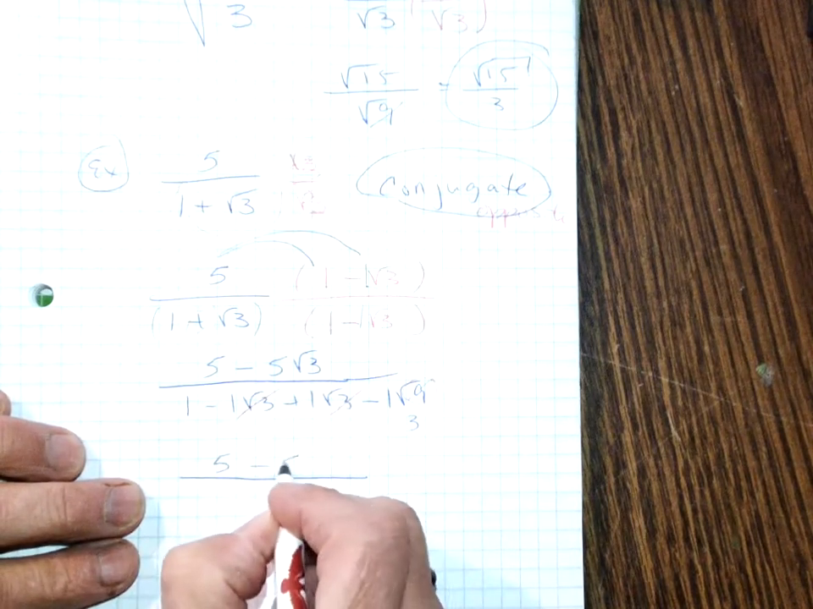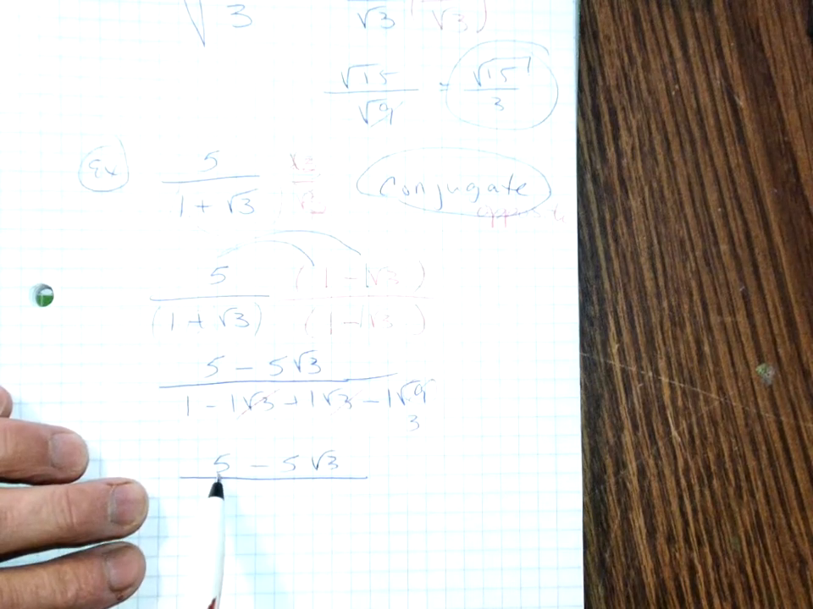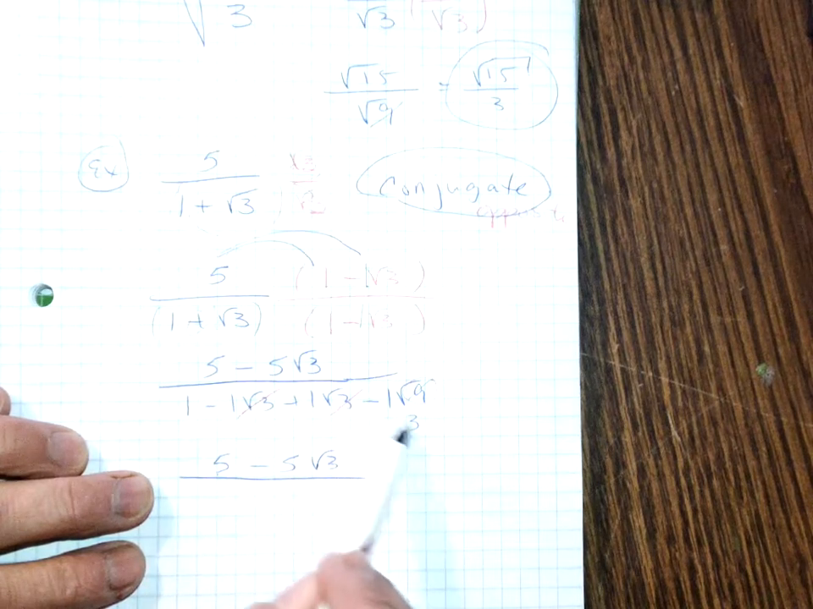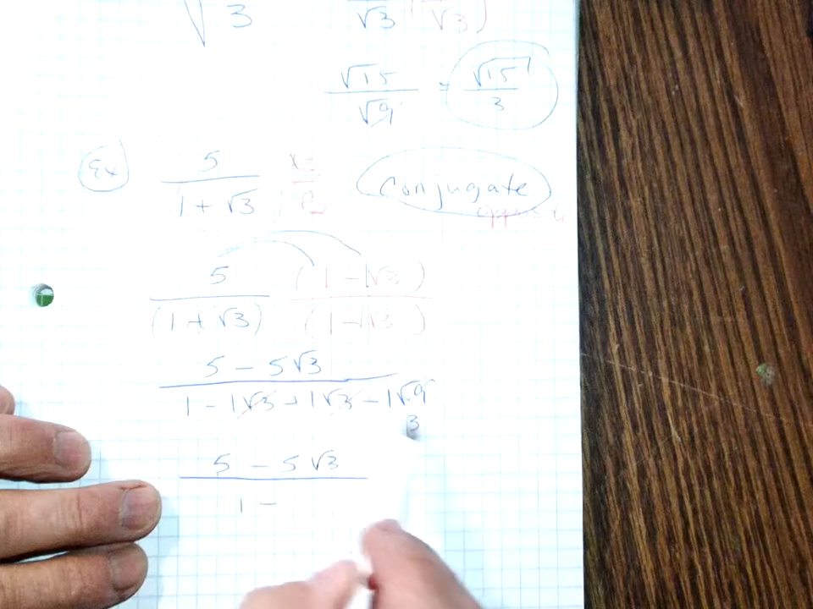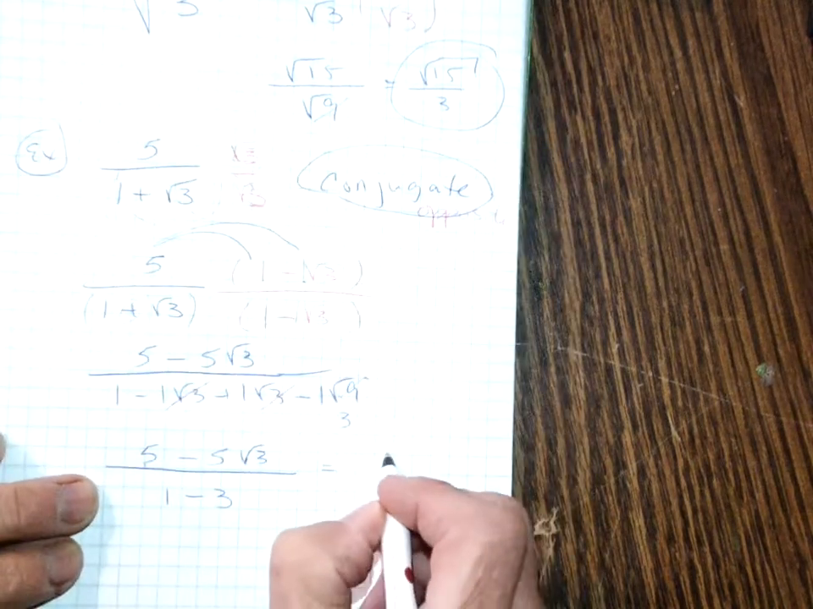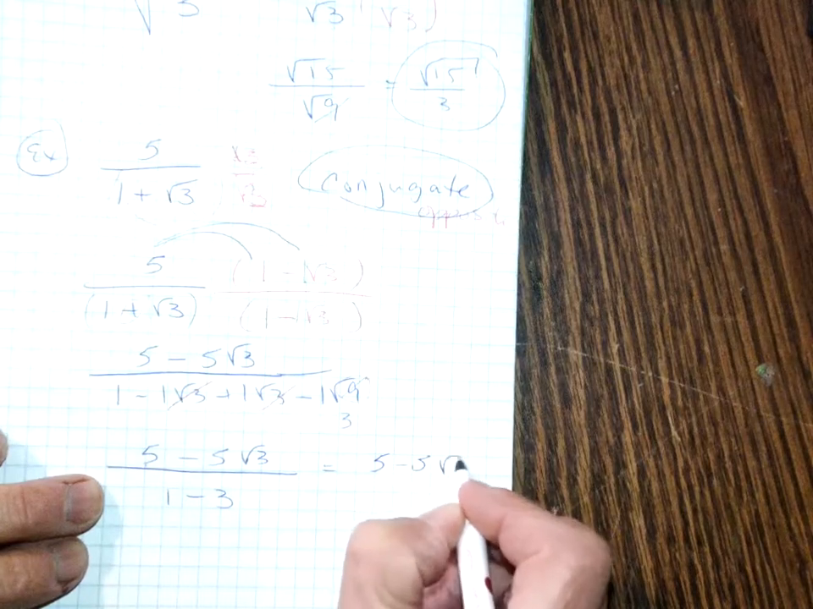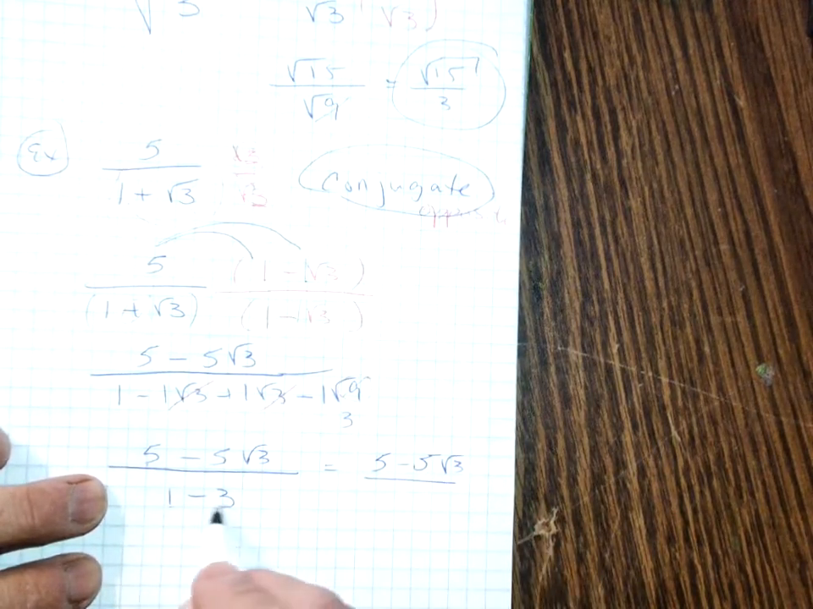5 minus 5 square roots of 3 on top. Okay? And you can't subtract those because that's a regular number and that's a square root. You can't subtract these. And then on the bottom we'll have a 1 minus 3. See the minus 3? Well, 1 minus 3. See the negative 3 because of the negative right there? So then my answer is 5 minus 5 square roots of 3 on top. Again, you can't subtract those over a negative 2.